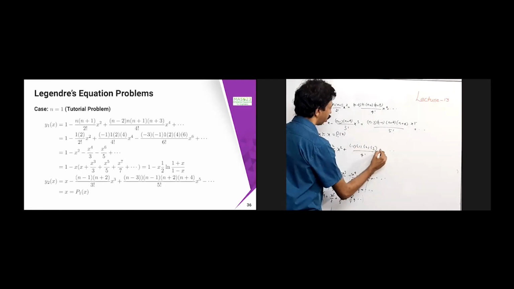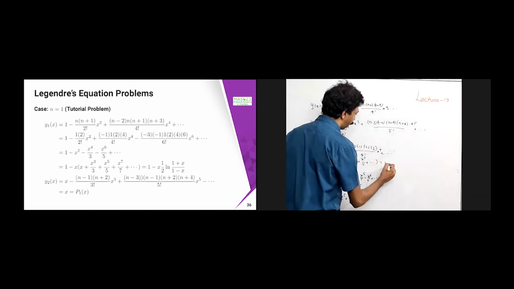Now we will find what is y1. So y1, when n equal to 1, is going to become 1 minus 1 into 2 by 2 factorial x square plus 1 into 2 into 3 divided by 4 factorial into x power 4 plus etc. So this I can write as 1 minus x square plus x power 4 by 3, then the next term is going to become x power 6 by 5, etc.